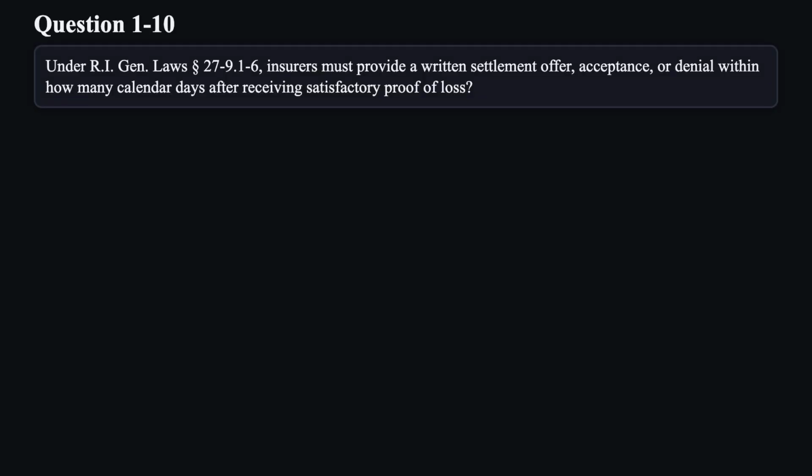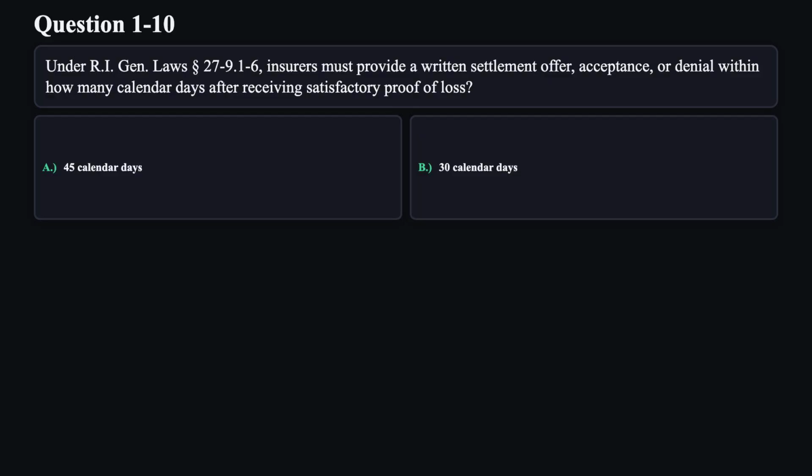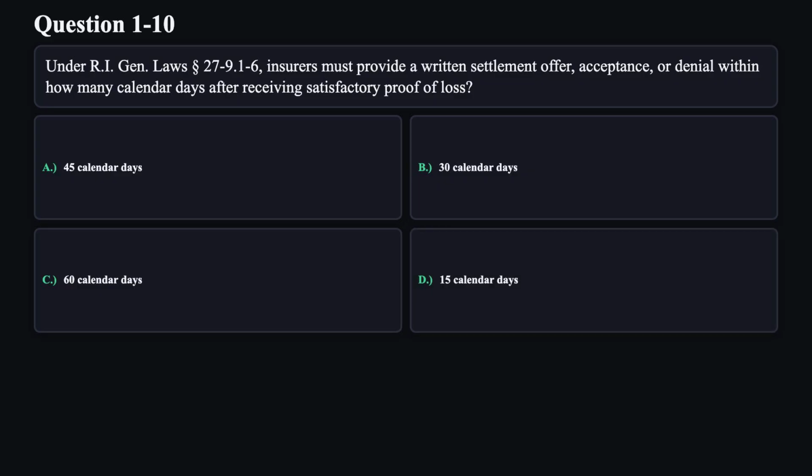Question 10. Under Rhode Island General Laws Section 27-9-6, insurers must provide a written settlement offer, acceptance, or denial within how many calendar days after receiving satisfactory proof of loss? A. 45 calendar days. B. 30 calendar days. C. 60 calendar days. D. 15 calendar days.